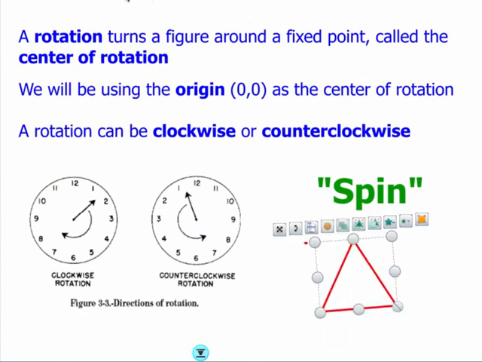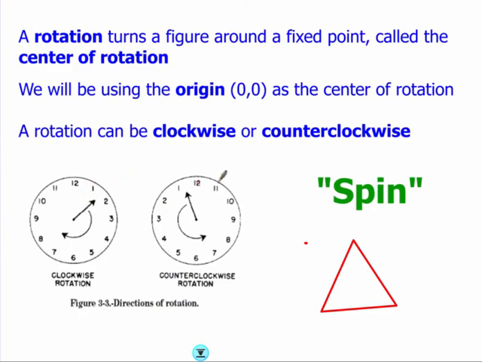All right, so we're going to be using the origin, which is the point (0, 0), as our center of rotation. So all of our points are going to be spinning around the center of the graph. And rotations can have two directions. They can be clockwise or they can be counterclockwise. So a clockwise rotation is obviously the direction that a clock turns.